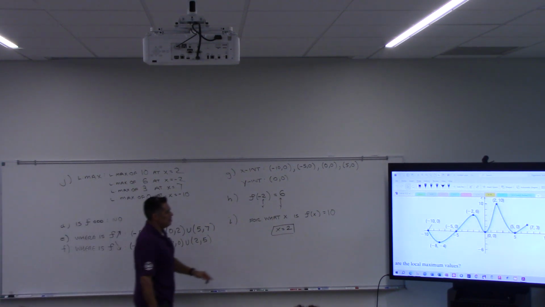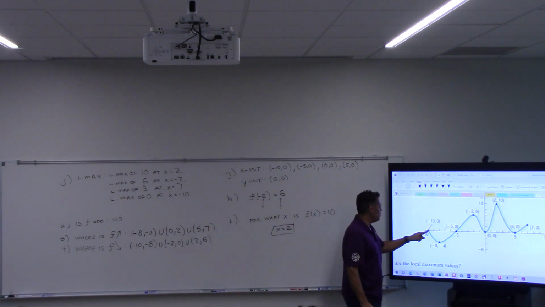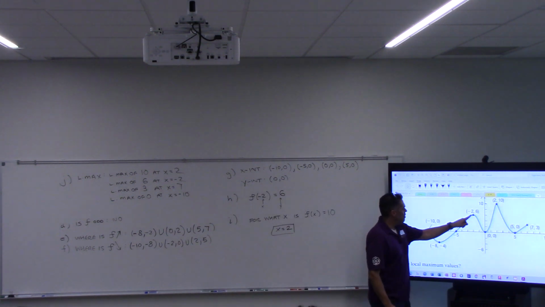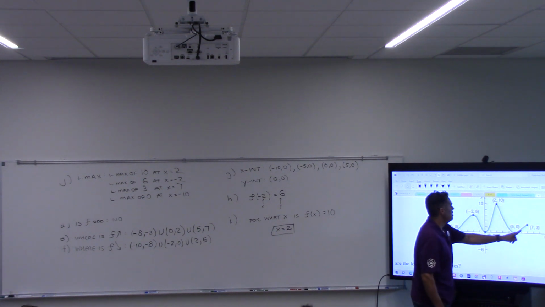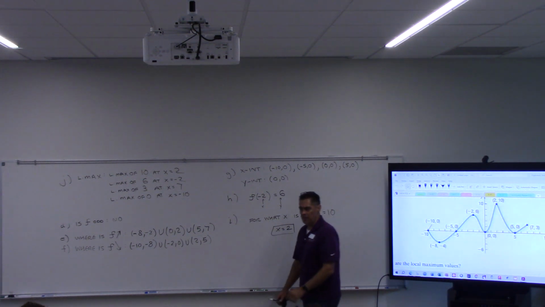So this is a local max. The local maximum value here is 0. It happens at negative 10. Local max of 6 happens at negative 2. Local max of 10 happens at 2. Local max of 3 happens at 7.